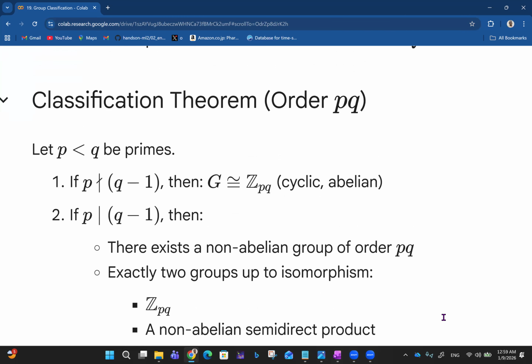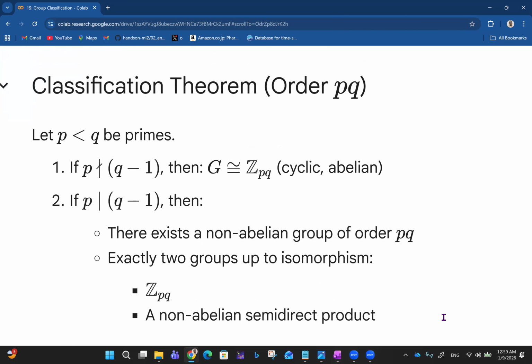So let's talk about the classification theorem for order pq, since we are still talking about order pq. Let p be less than q, primes, like we know. If p does not divide q minus 1, that means p is not a factor of q minus 1, so q minus 1 is not divisible by p, then we say that G is isomorphic to Z_pq, which is cyclic and abelian.